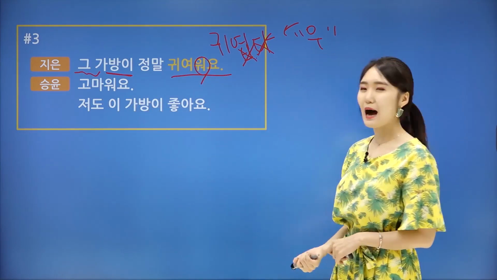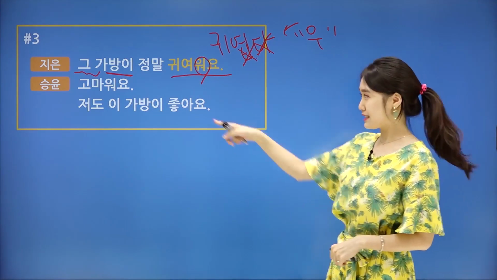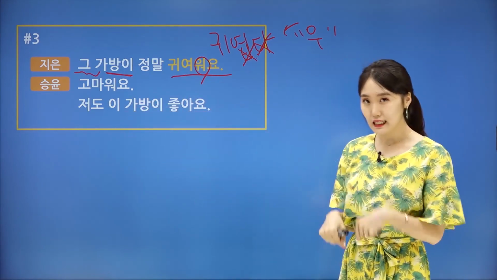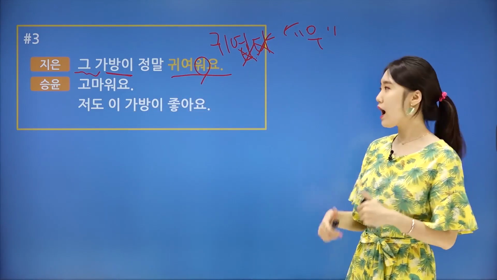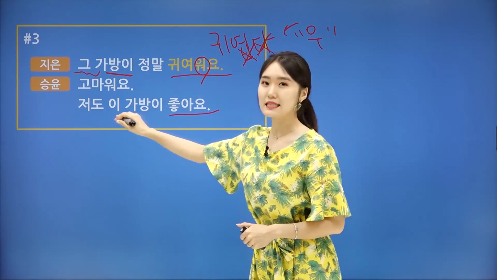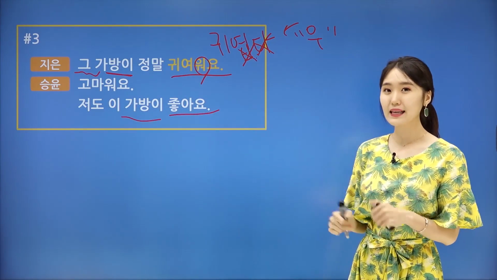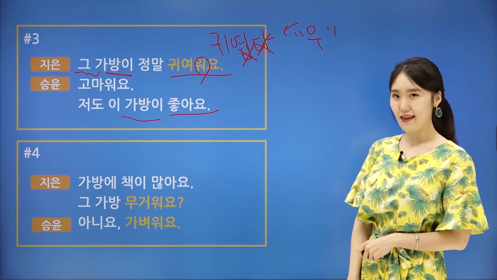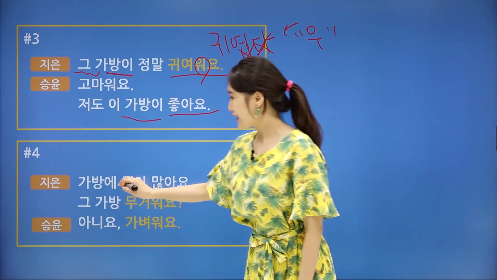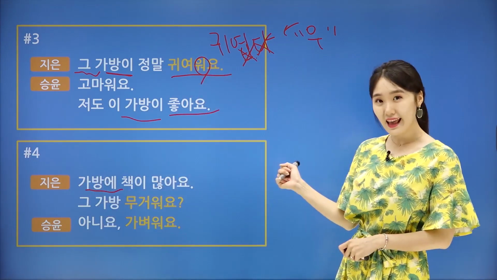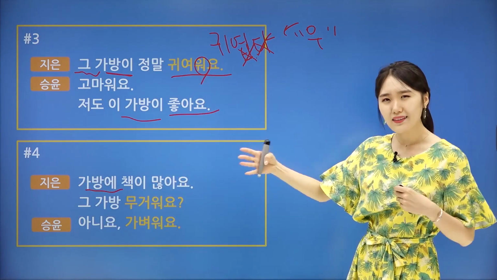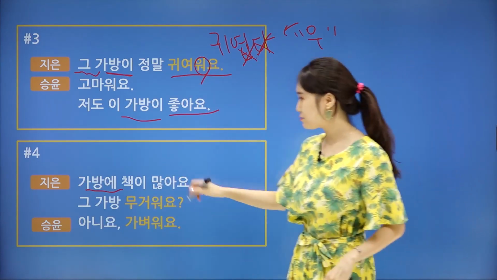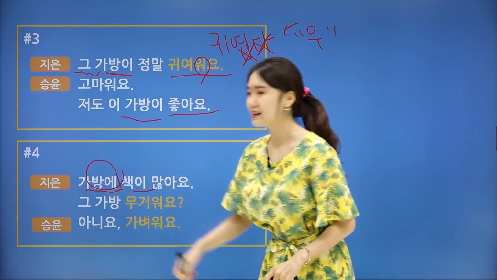저도 이 가방이, it's near 승윤, right? 이 가방이 좋아요. I also like this bag. Last one. 가방에, in the bag. 가방에 책이 많아요. A lot of books are in the bag.